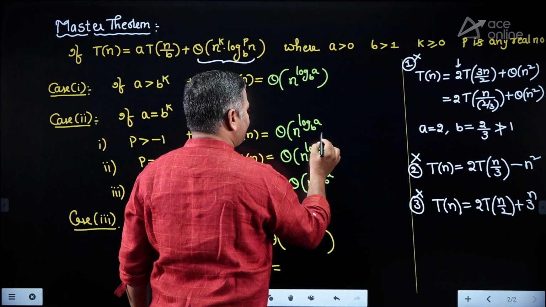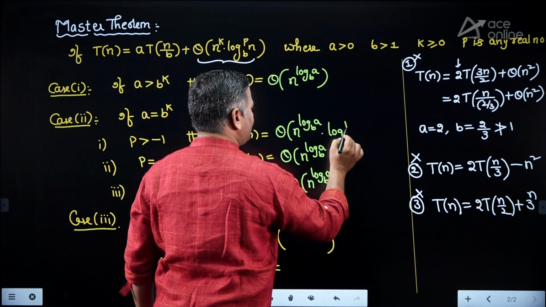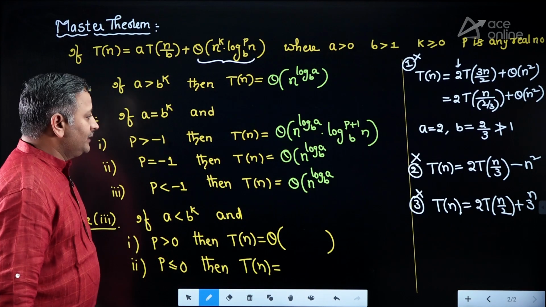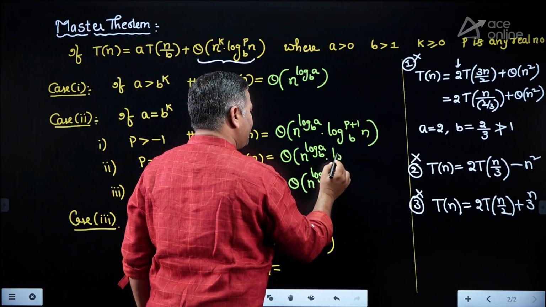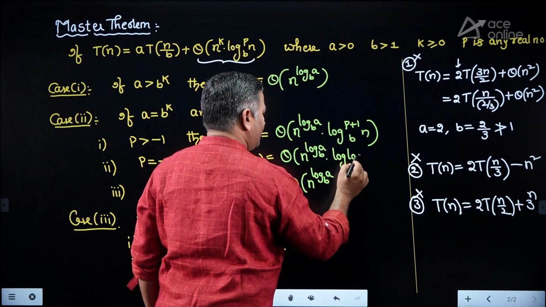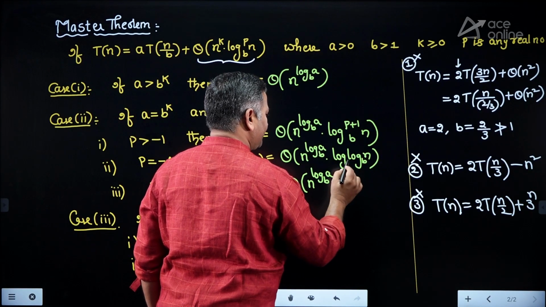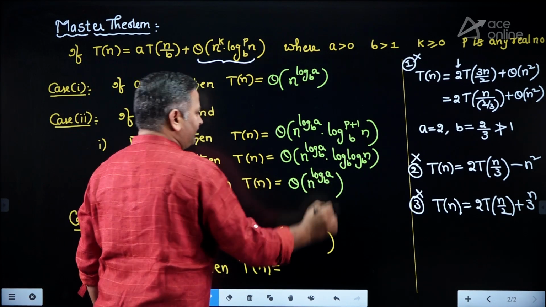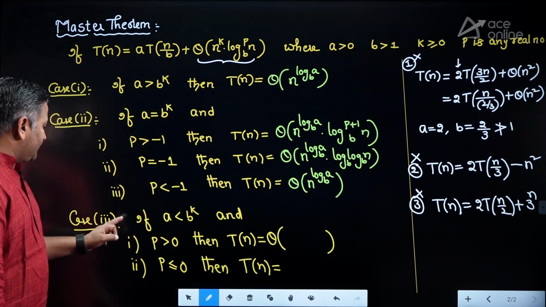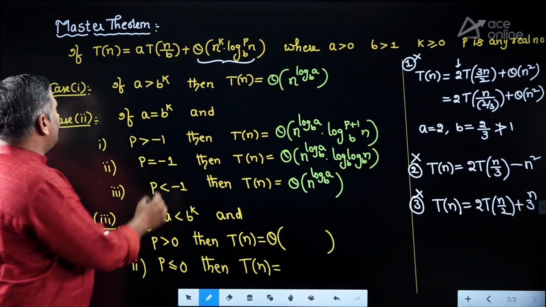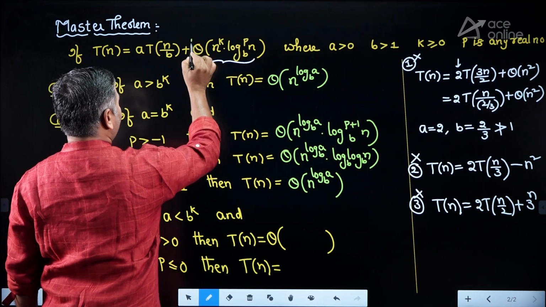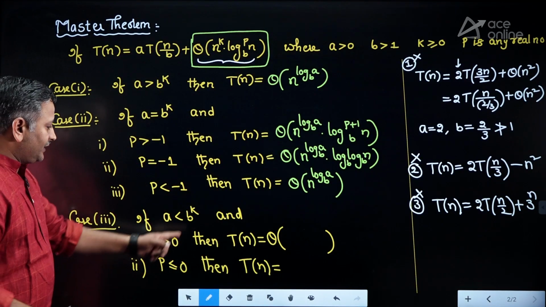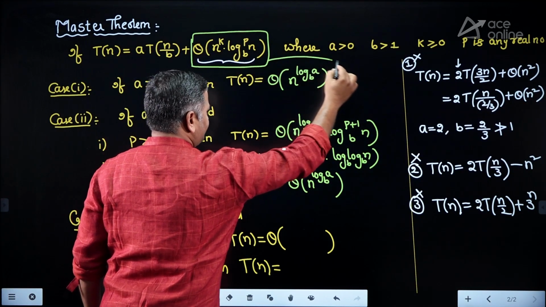But in the second case, first bit, if p is greater than minus 1, in addition to theta(n^(log_b a)), we will have log to the power of p+1 of n to the base b. Right, friends? Here the additional term should be multiplied by log n to the base b. Here there is no multiplication factor. That's all. Next, the third case, if a is less than b to the power of k, from the statement we have theta(n^k log^p n base b), right? So we can write that case here as it is. We can copy this part as it is.